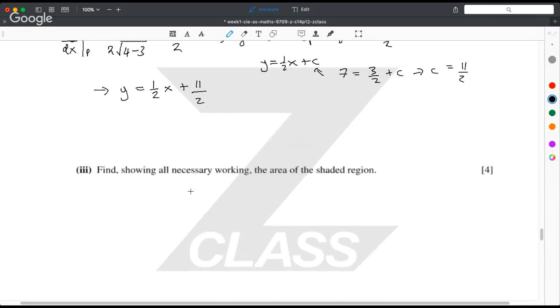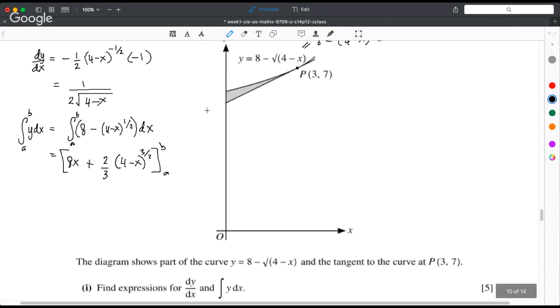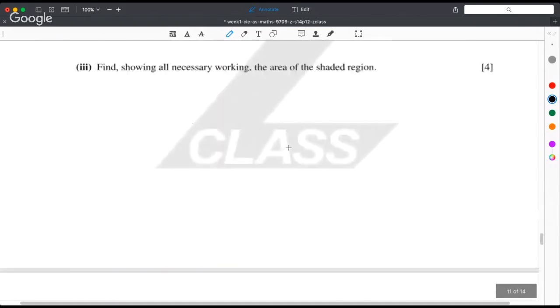So now they want us to work out the area of the shaded region. Well, that's just the area under the curve and then subtracting the area under the line. So this area is just equal to this area minus this area.